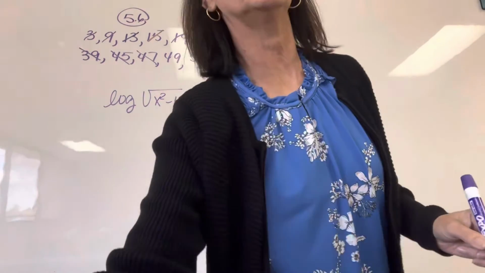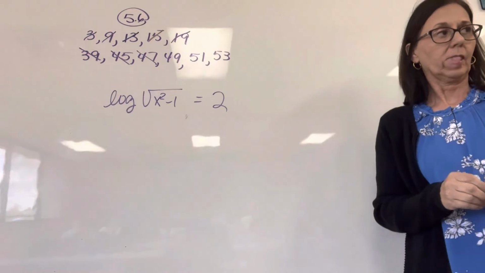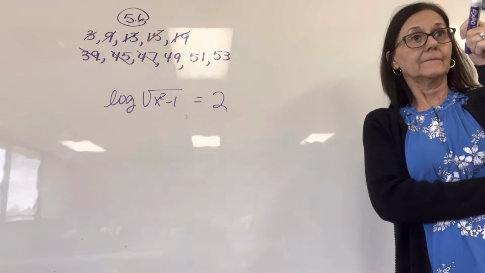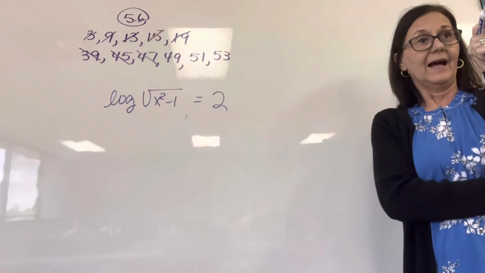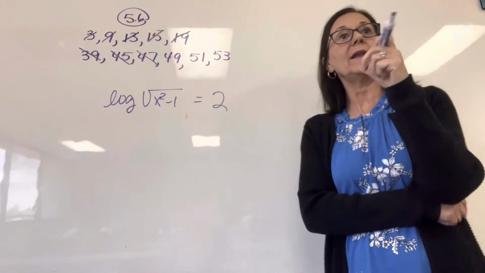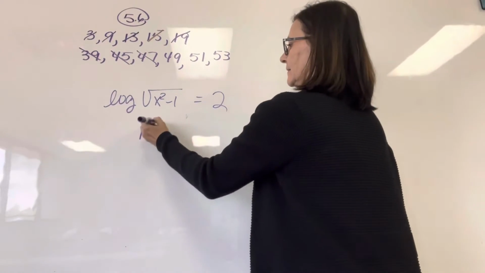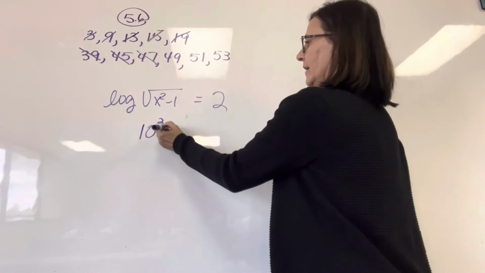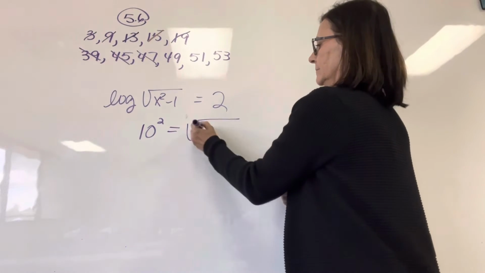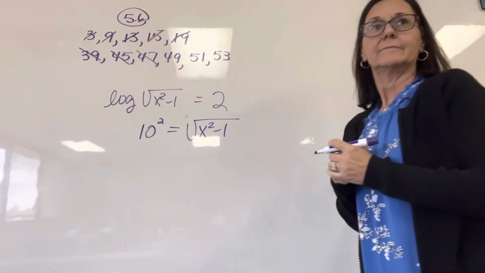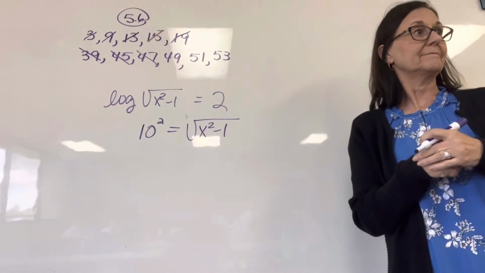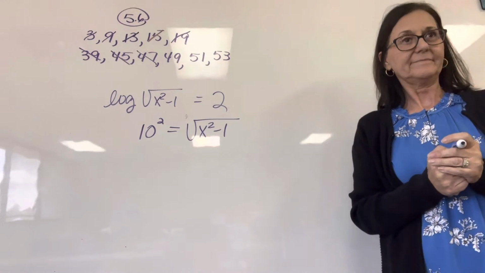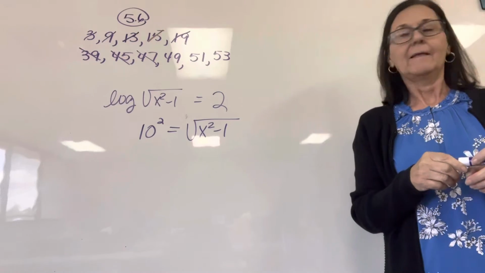Somebody tell me what we can do with this. Whatever the inverse log is called, the base is just 10. Converting it to exponents. What is it, Jake? 10 squared equals our argument. Now what would you do? Square both sides.